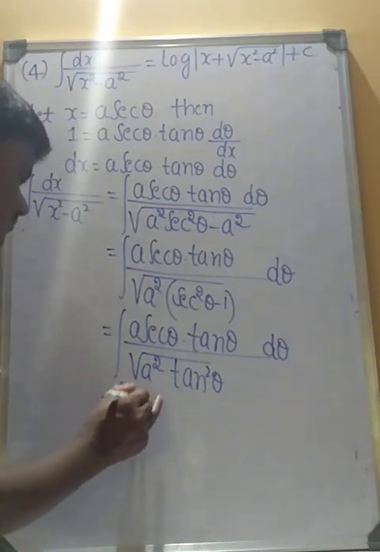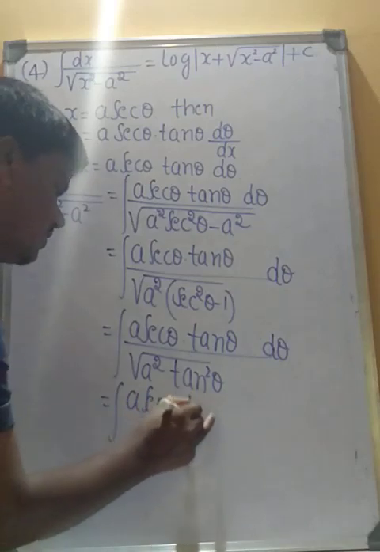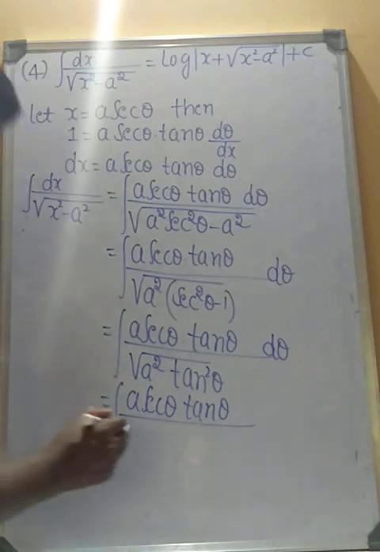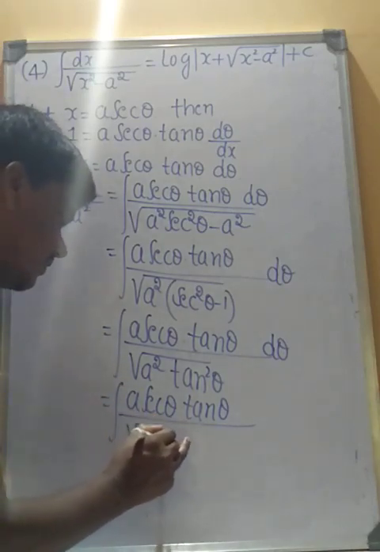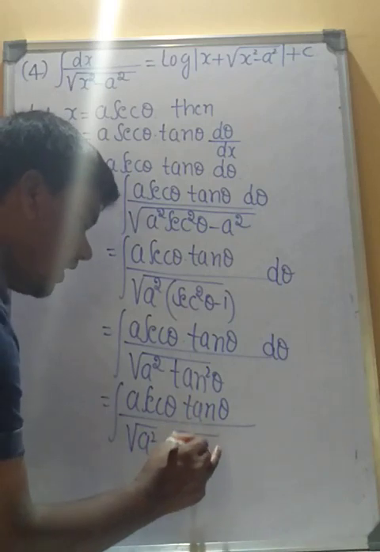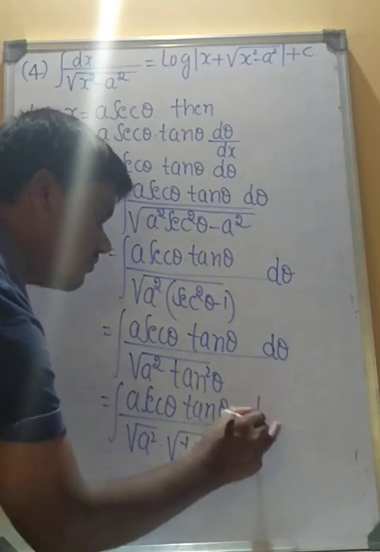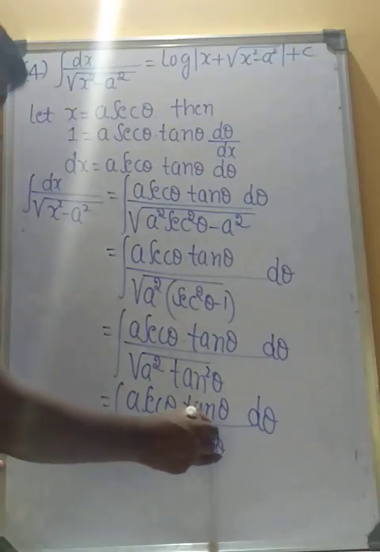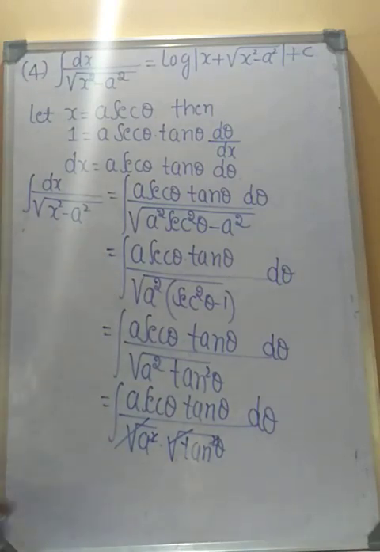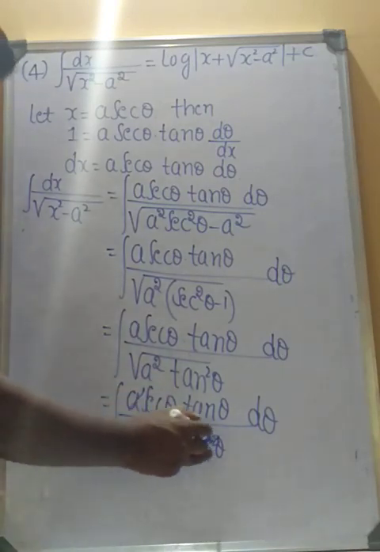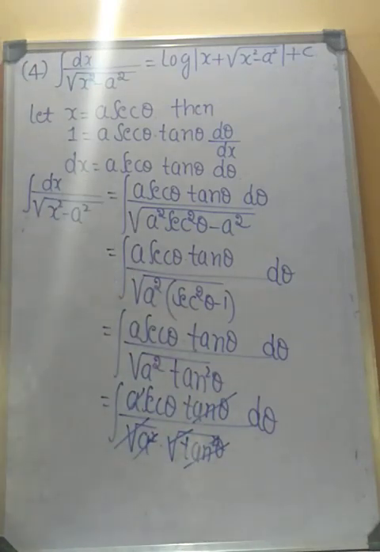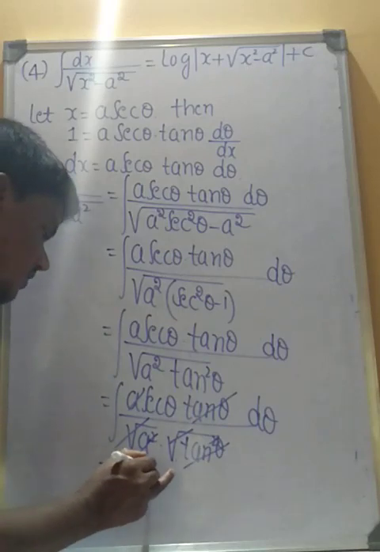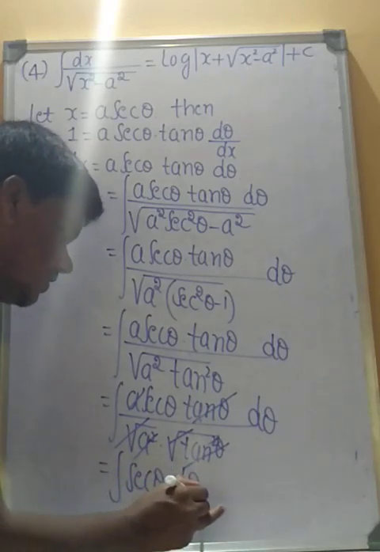It equals integral of a secant theta into tan theta dividing by root of a square into root of tan square theta into d theta. Here square and root cancel, square and root cancellation. Here a cancellation, tan theta cancellation. That equals integral of secant theta into d theta.